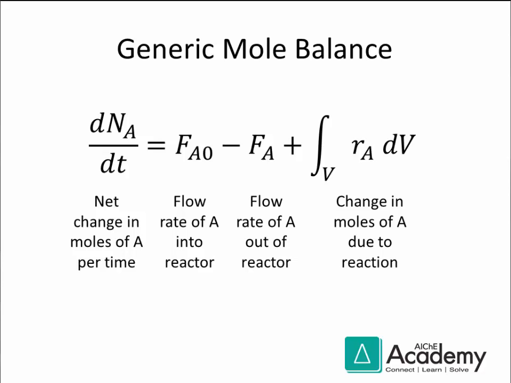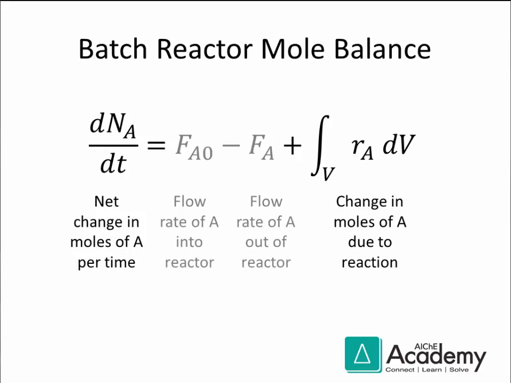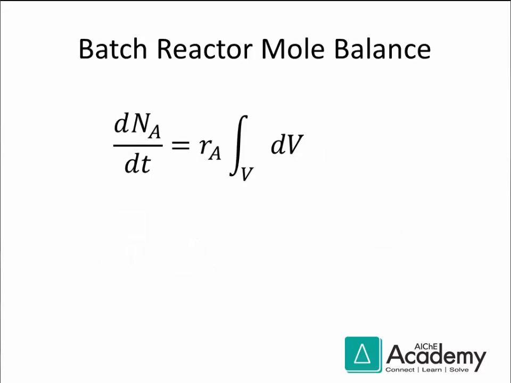The rate of the reaction needs to be multiplied by a differential volume element dV and then integrated over the entire volume of the reactor, which is V. This mole balance is sufficiently general to be applied to various reactor configurations. But for a batch reactor, the two flow terms are zero. In addition, if we assume perfect mixing, the rate of the reaction is the same in all differential volume elements, so it can come out of the integral over the volume. Of course, the integral of the differential volume dV is the total reactor volume V.